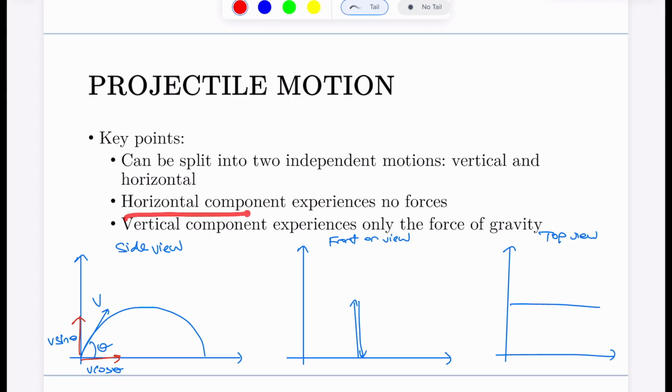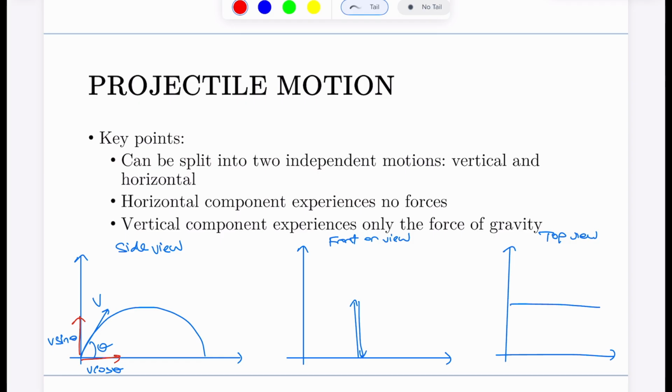Now, the horizontal motion, because it's constant in speed, experiences no other forces. Remember, before we said that the only force acting on a projectile is the force due to gravity. So that means the vertical, which is impacted by the force of gravity, is the only one that has a force acting on it. Just to recap, the horizontal motion experiences no forces, which is why it's a constant motion, and the vertical experiences a force due to gravity.